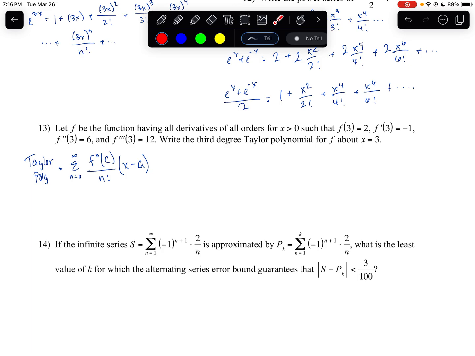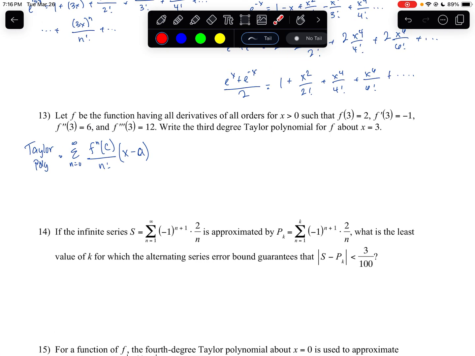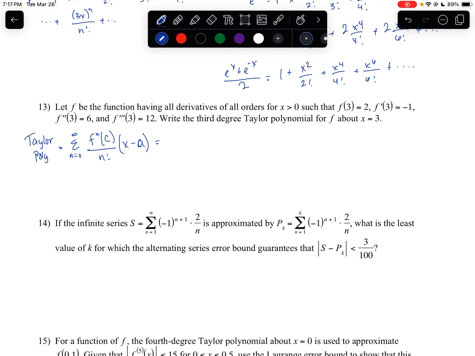So in any case, all this information given here, f of 3 of 2, f prime 3 of negative 1, f double prime 3, it's pretty much giving us all of this information for each term that we have. So the 0th derivative is 2. The first derivative at where we're looking is negative 1. So on and so forth. So in this case, my third degree Taylor polynomial, I'll keep it there.